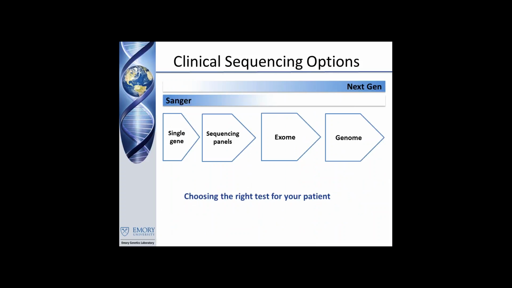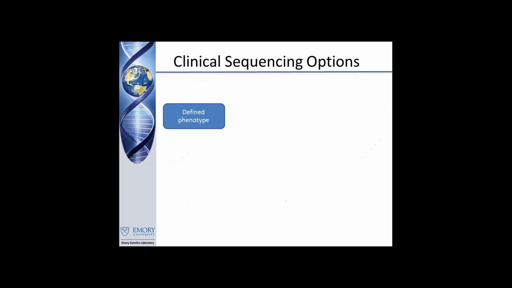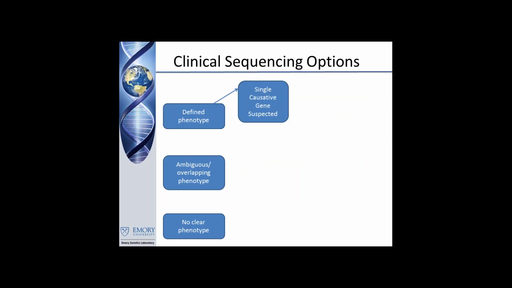So let's go back and think about how you go about choosing the right test for your patient. I've given you the example of muscular dystrophies. You might want to do a single gene. There might be a group of genes specifically to go after, but there are other considerations as well. Is there a defined phenotype? Are there ambiguous or overlapping phenotypes? Or perhaps this is somebody without a clear presentation of something that is obviously a single genetic condition.